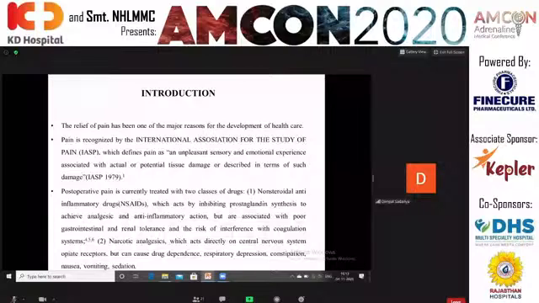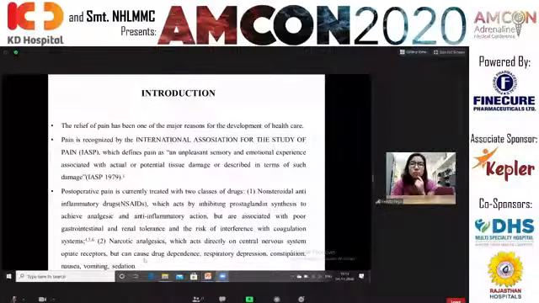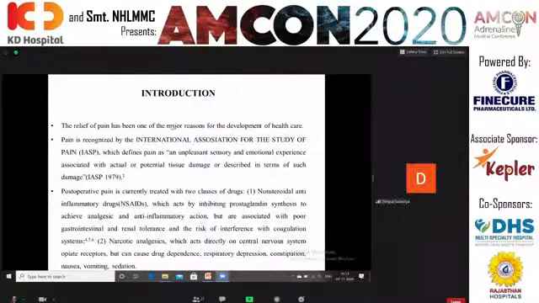Postoperative pain is currently treated with two classes of drugs. NSAIDs, non-steroidal anti-inflammatory drugs, act by inhibiting prostaglandin synthesis and achieve the analgesic and anti-inflammatory action. The second is narcotic analgesics, which act directly on the central nervous system opioid receptors, but can cause drug dependence, respiratory depression, constipation, nausea, vomiting, and sedation.